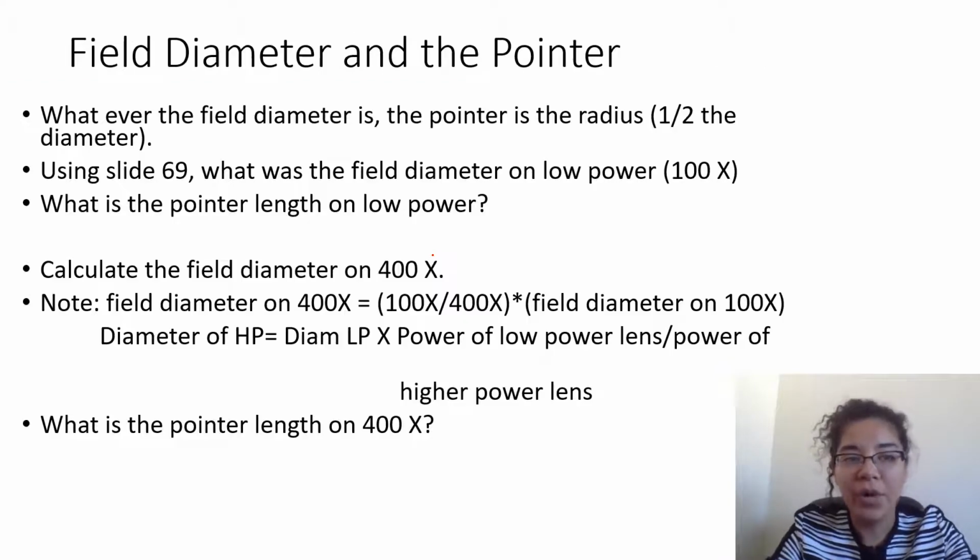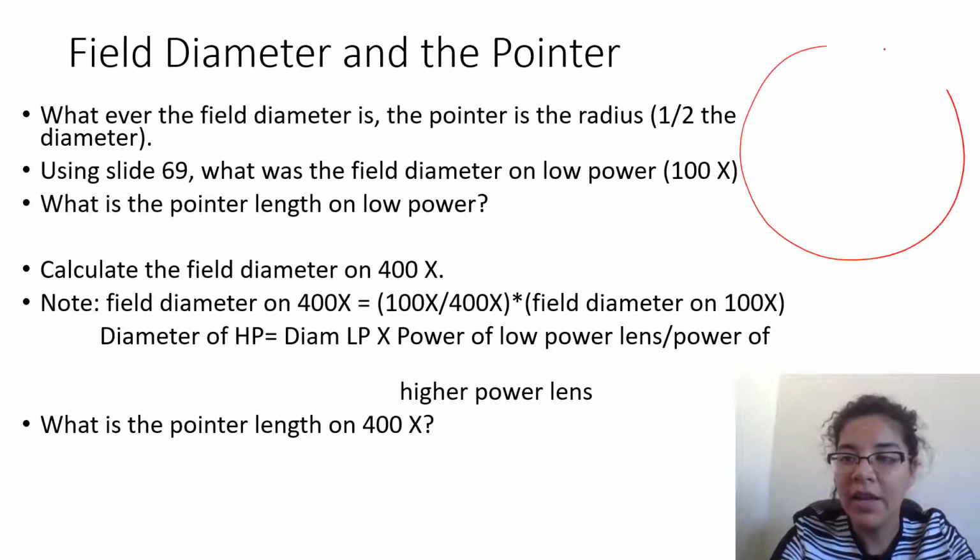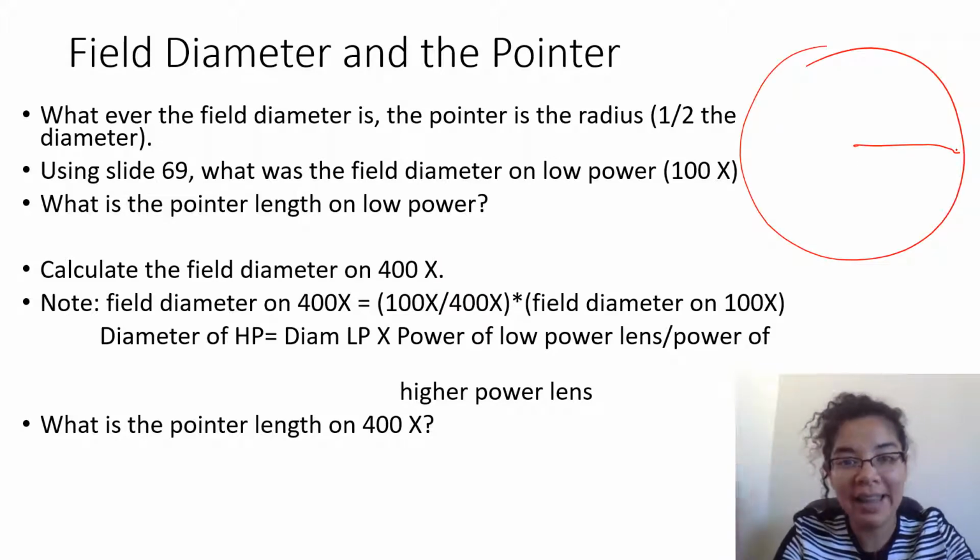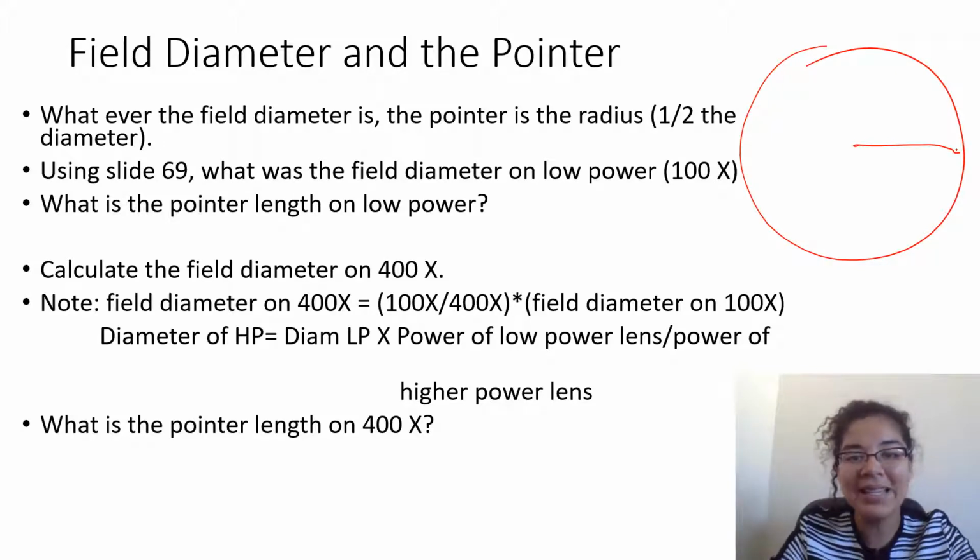All right, so field diameter and pointer. The field diameter is what we calculated in the previous slide. The pointer is half the radius. So under the microscope, you have your field, and usually you have a pointer. And the pointer looks like a line that takes up half the space of your field. That's the radius of the diameter, and the radius of a diameter is half the diameter.